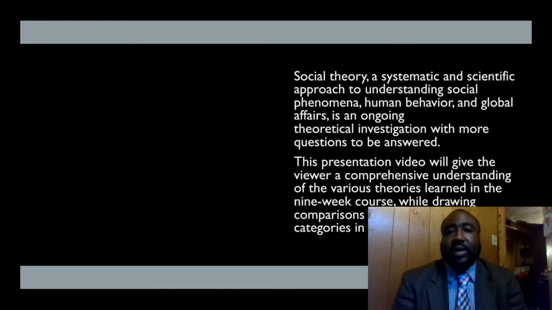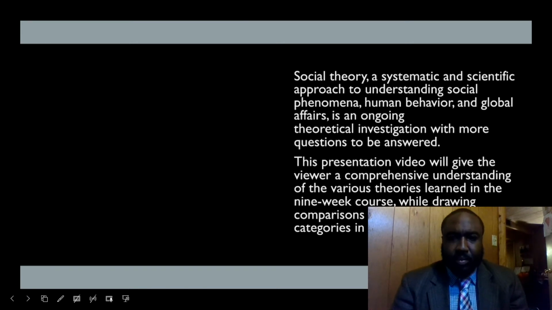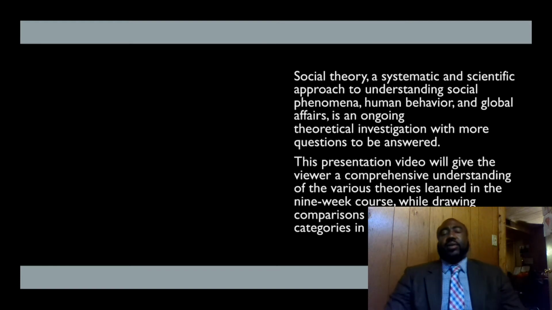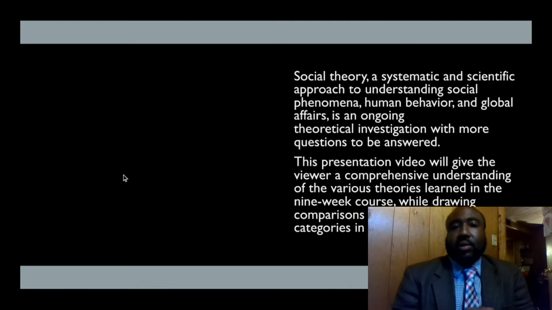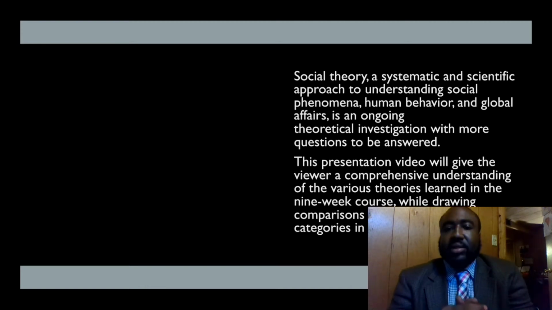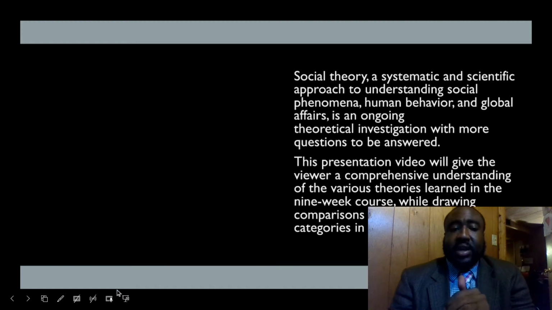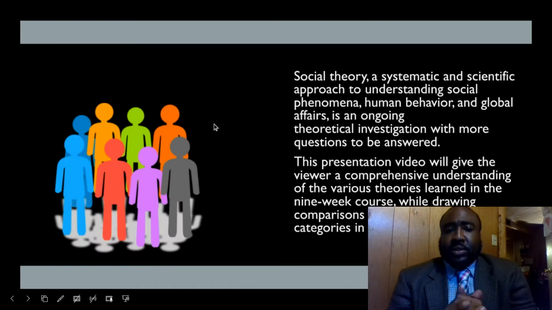Social theory is a systematic and scientific approach to understanding human, global, and social phenomena within the realm of relationships, institutions, customs, values, and the core issues that make up human society. This presentation video will give the viewer a comprehensive understanding of the various theories learned in the 9-week course while drawing comparisons with 4 main theoretical categories in sociology.